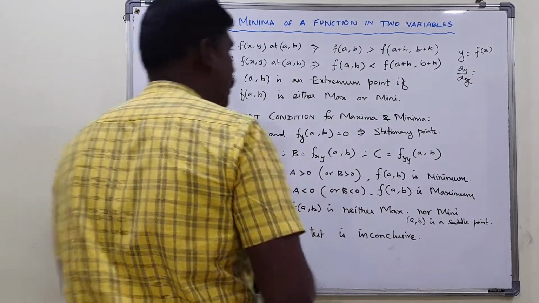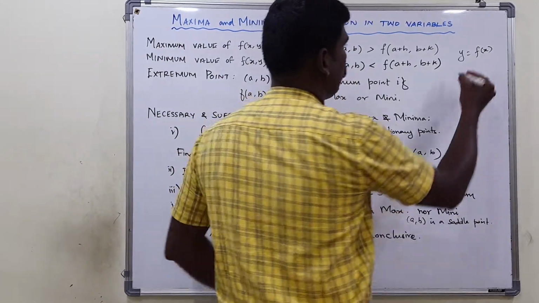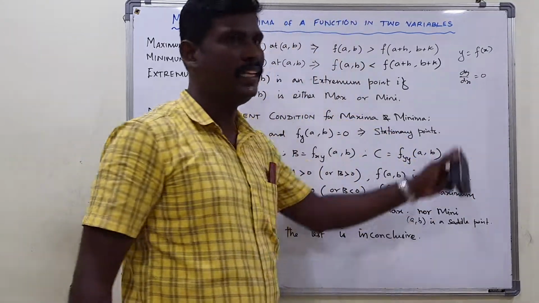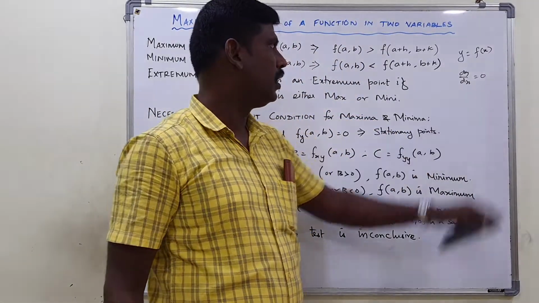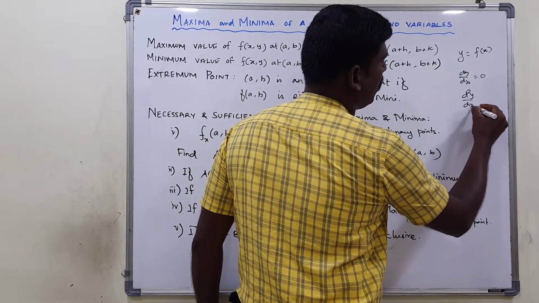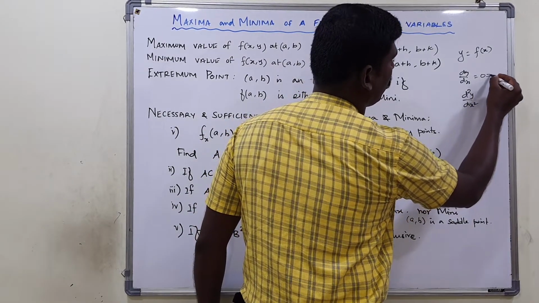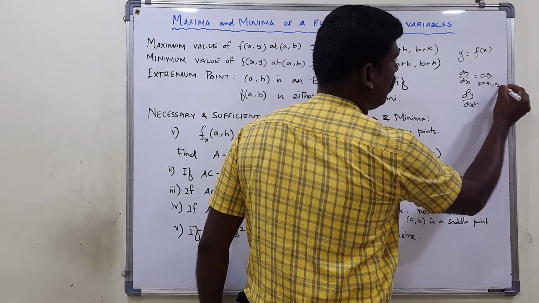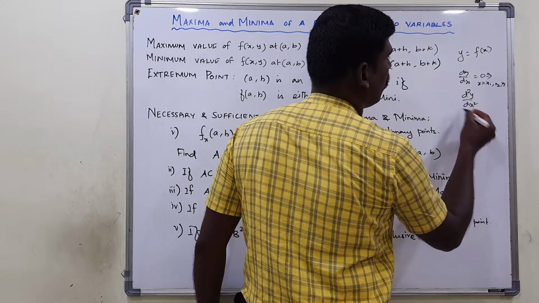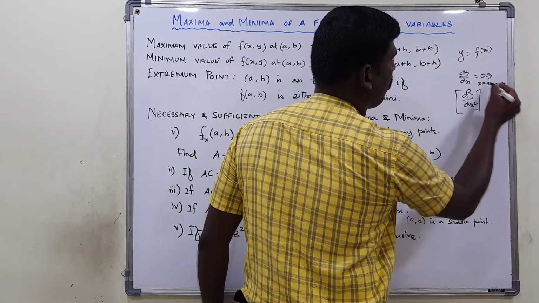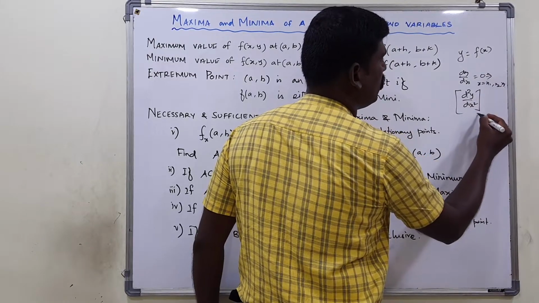We find out dy by dx. Okay, right? We find out dy by dx and equate to 0. We can get the stationary points. Okay, right? And then go for finding d square y by dx square. Equating this dy by dx equal to 0, we can get the points x1, x2, etc. like this. After finding d square y by dx square, substitute the points we obtained by equating dy by dx equal to 0, right?